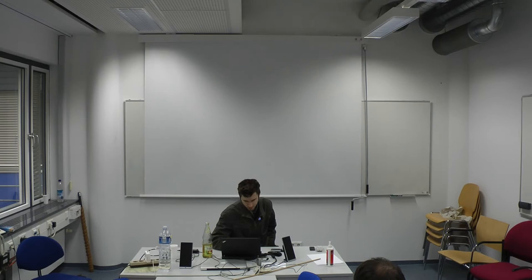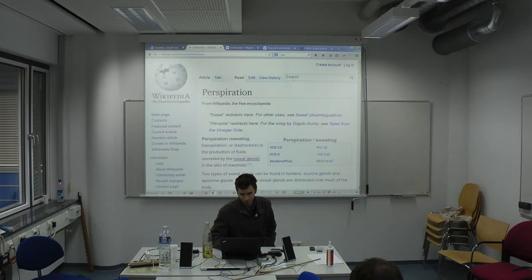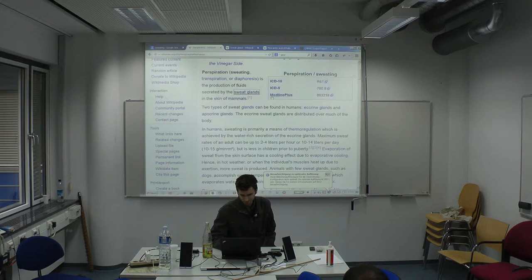So I chose sweating because it is simply the most simple process that I could think of. So heat comes, water flows. This can't be so complicated, you would think. So if you go to Wikipedia, perspiration is the scientific term for sweating. It is the production of fluid secreted by the sweat glands.